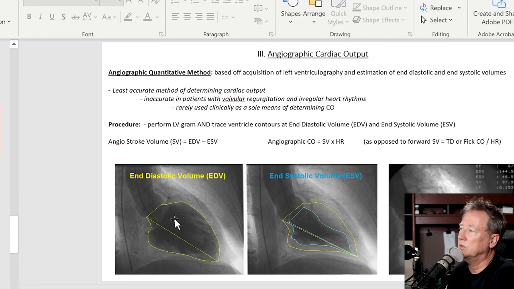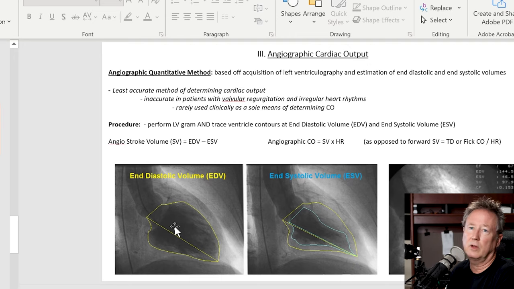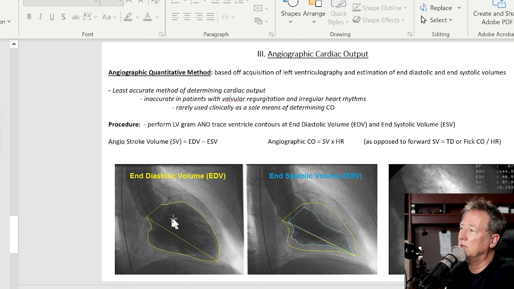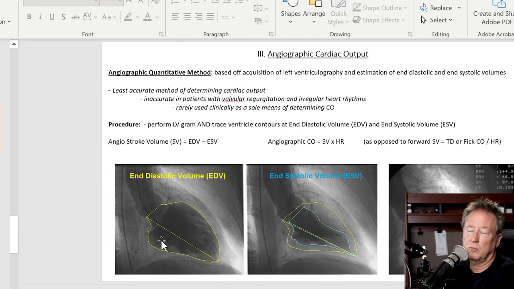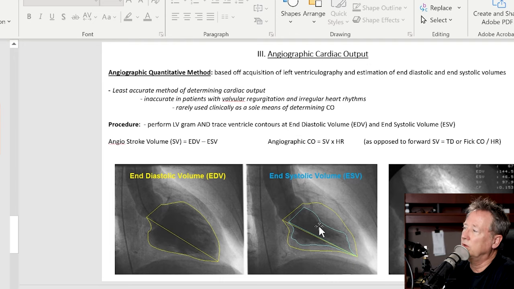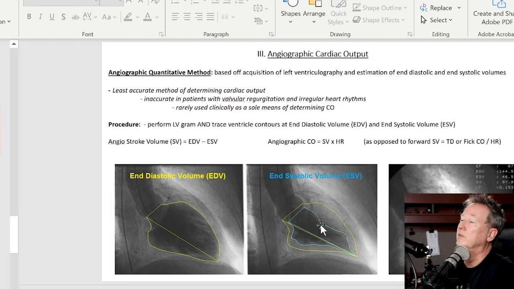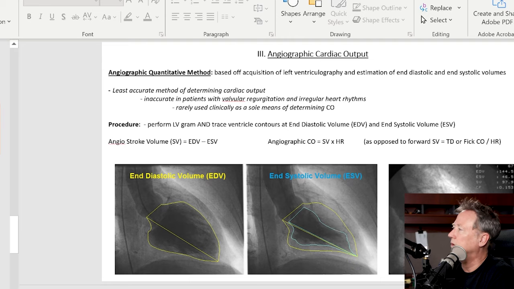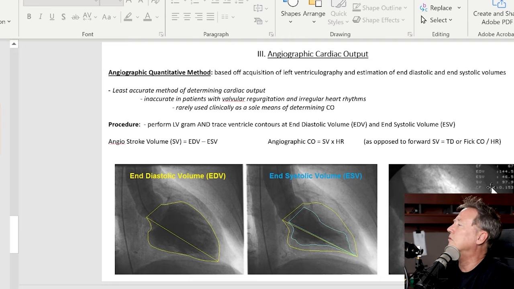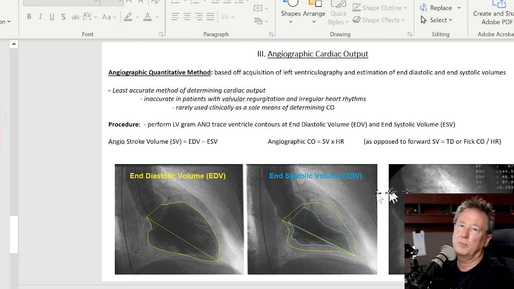When you take your picture of your LV at the end of diastole and you trace around the LV, the computer says, all right, there's a certain amount of volume in there. And then you freeze frame at the end of systole and trace around that in the blue. And then the computer will calculate the difference between the two. In this example, it says the stroke volume is 97.9.